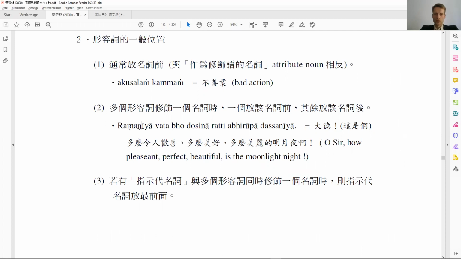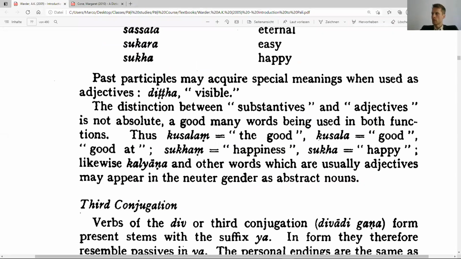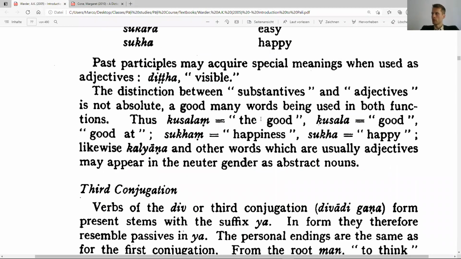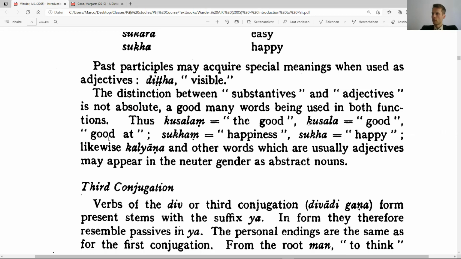The distinction between noun and adjectives is not absolute, meaning many words are used in both functions. For example, we have kusala, kusalang, the good, as a neuter noun, and kusala, good, sukhang, happiness, neuter noun, or sukha, happy. Likewise, kalyana. In other words, those which are generally used as adjectives may appear in the neuter gender as abstract nouns. So this much for the adjective.